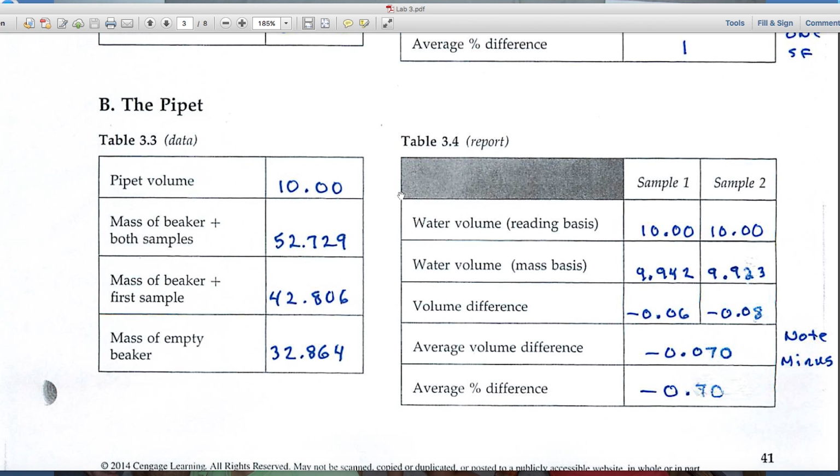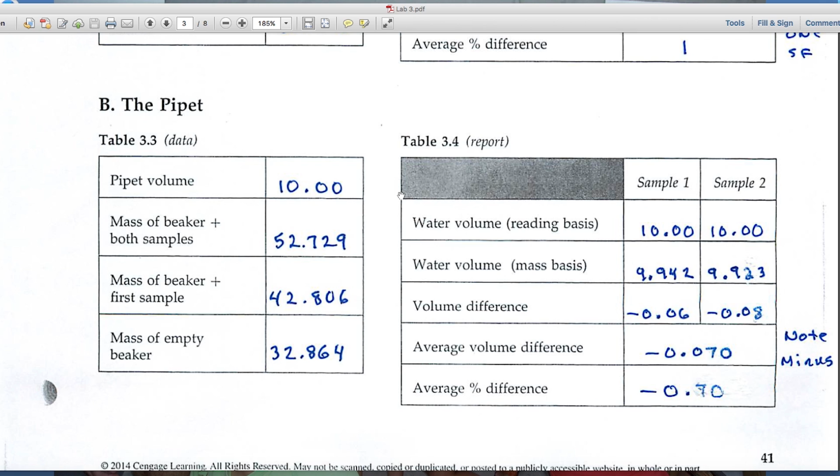And the difference between the first sample and the second sample is also about 10. Over on the right-hand side in the report, we'll repeat the reading basis for the volumes, 10.00 milliliters in each case. The water volume on the mass basis I got by subtracting the numbers on the left-hand side. And now to get the volume difference between these two bases, we subtract. Because the upper number is to the 100th, my answer has to be to the 100th.